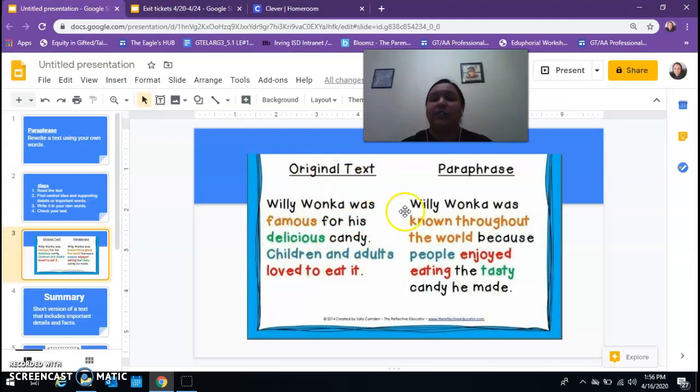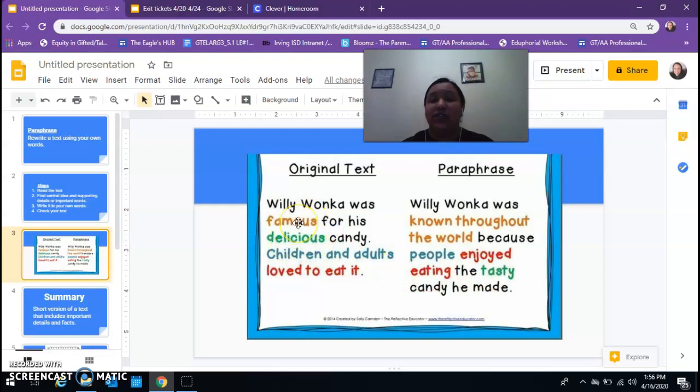So this text right here is the original and this is the paraphrase. Let's look at the original text. Willy Wonka was famous for his delicious candy. Children and adults loved to eat it. That was the original text. Now, what they did here is they color-coded the words for us to show us what different words they used. And a lot of these are synonyms, like tasty, enjoyed. Those are synonyms. And if you remember, synonyms are words that have the same meaning as another word.